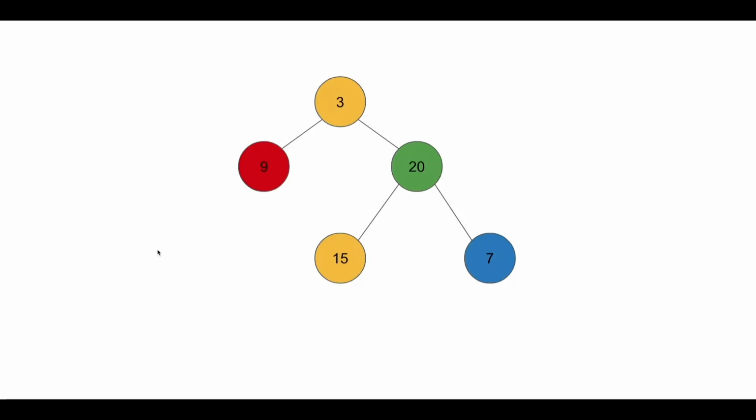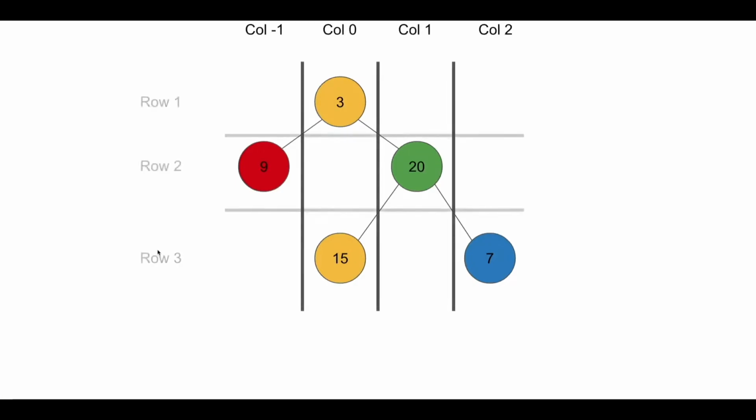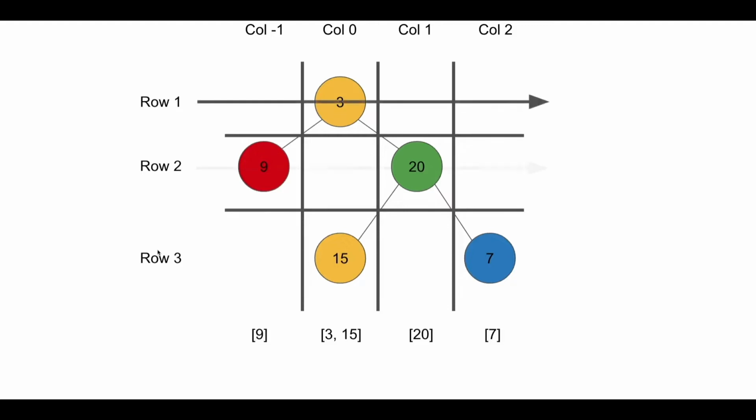In the first example Leetcode provides us, we can see that we have 4 columns and 3 rows. The result we'd like to return is 9, 3, 15, 20, and 7. You can see that we can achieve this result by going row by row from left to right.